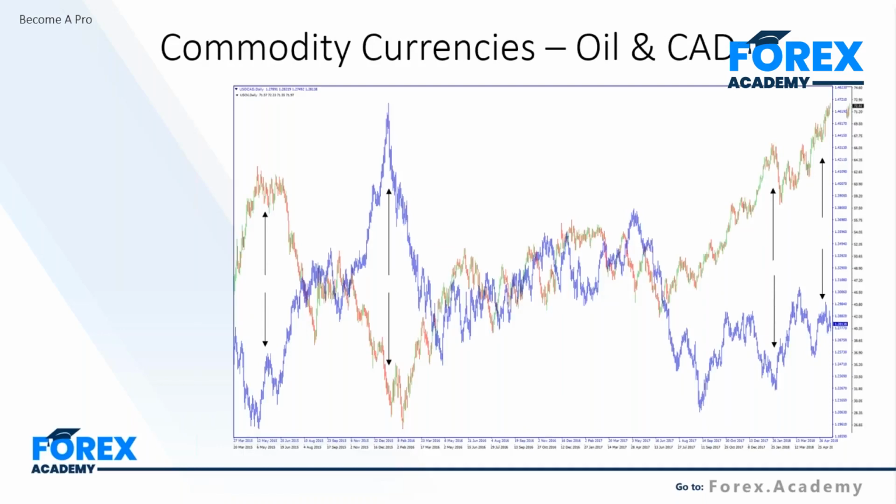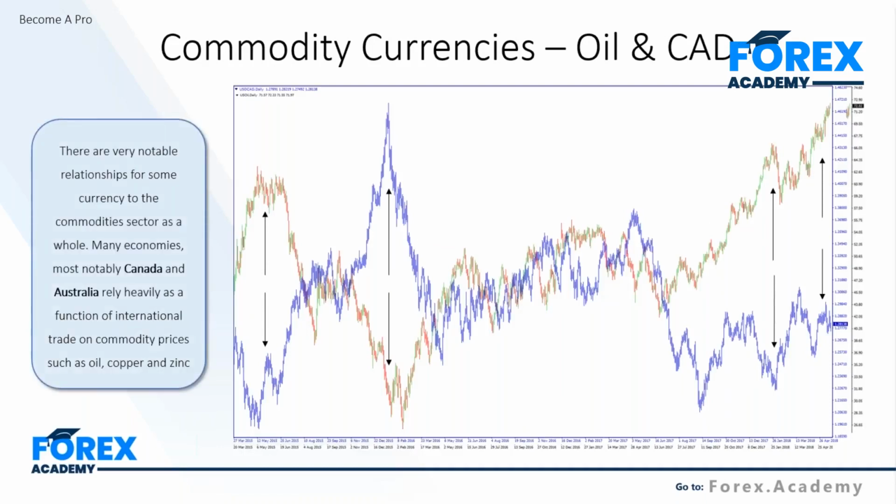Now let's move on to another fascinating point in the currency markets. We call these commodity currencies. There are very notable relationships for some currencies to the commodity sector as a whole. Many economies, most notably Canada and Australia, rely heavily, as a function of international trade, on commodity prices such as oil, copper, and zinc.